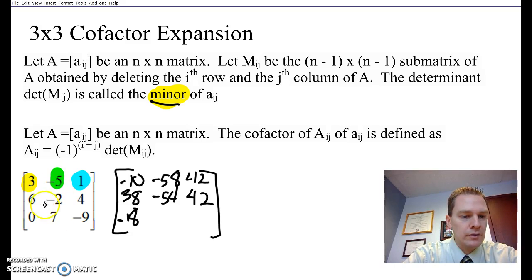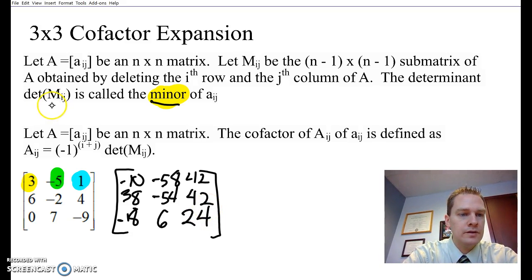The 7 that I have right here, ignore this row and this column. This row and this column is 12 minus 6. 12 minus 6. And then this row and this column, ignore them completely, would be what? Negative 6 plus 30, 24. Now all we did so far is this portion.